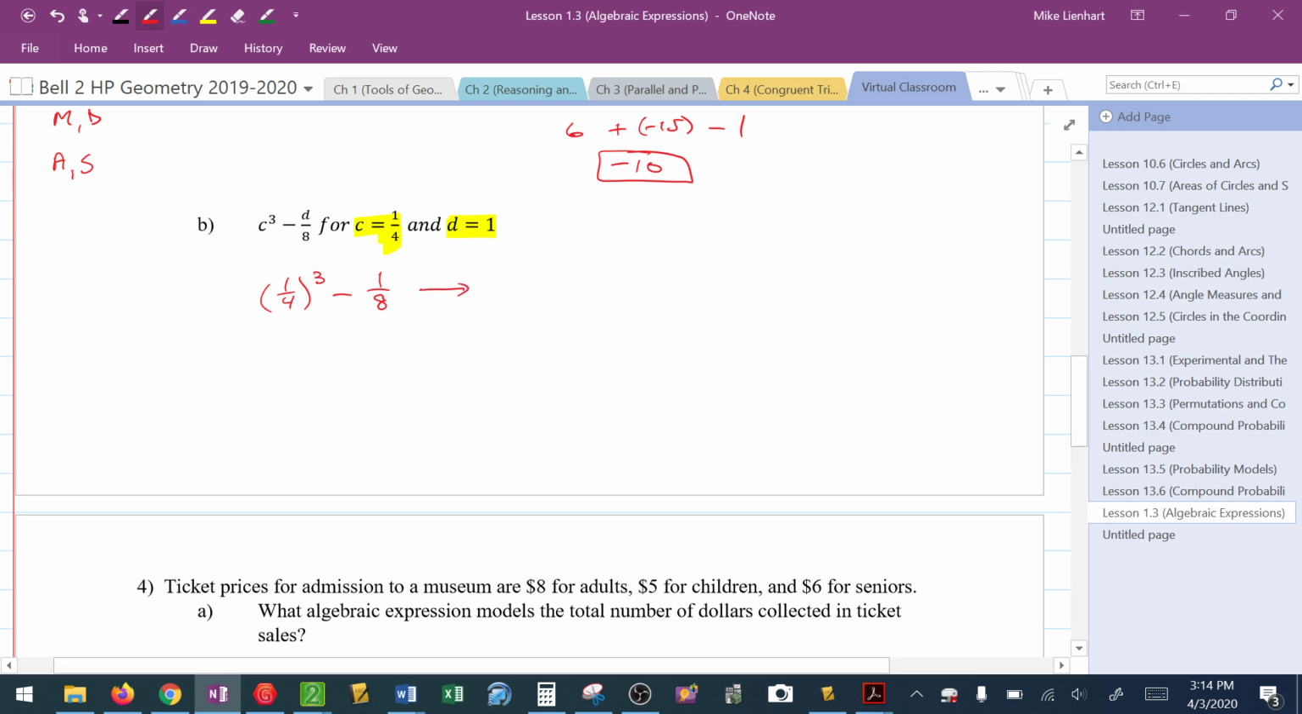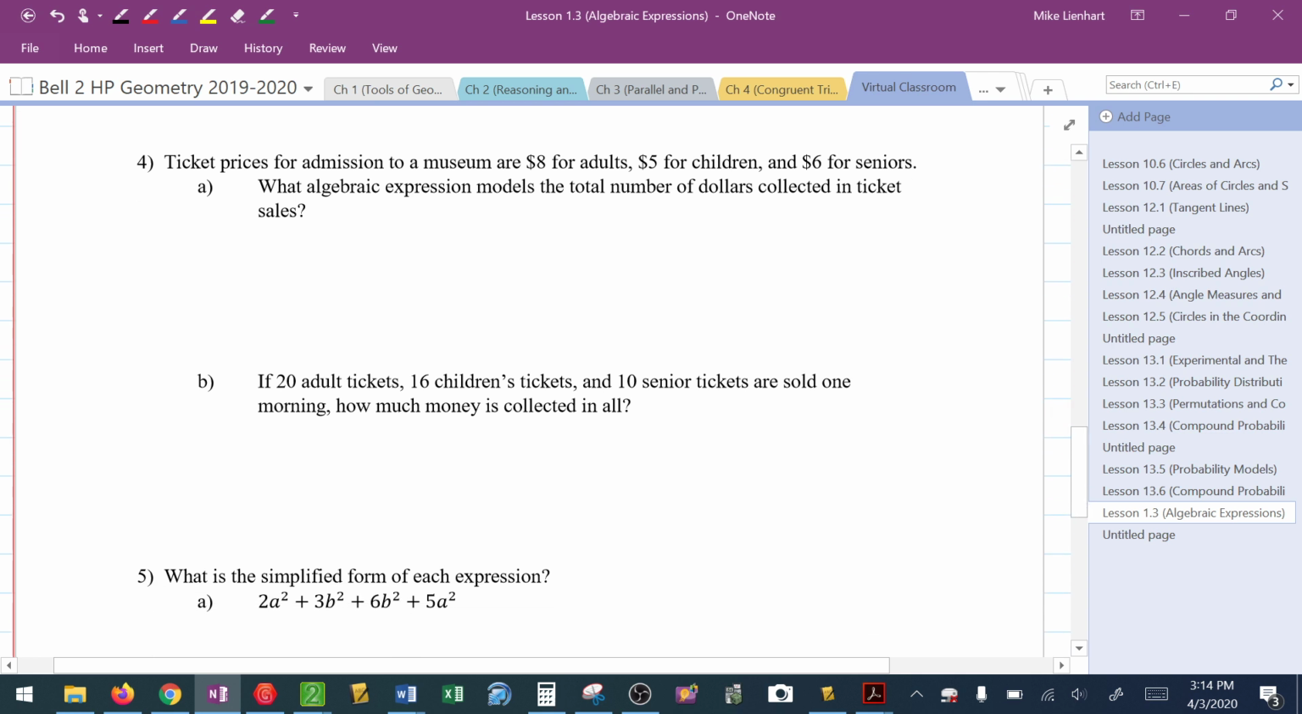Well, that's going to become 1 times 1 times 1 is 1, 4 times 4 times 4 is 64, minus 1/8. In order to add and subtract fractions, you have to have common denominators. So I'm going to rewrite this as 1/64 minus 1/8, which would become 8/64 if I wrote it with a common denominator. Now I can combine their numerators and I get negative 7 over 64. All right? Let's take a look at the next question.